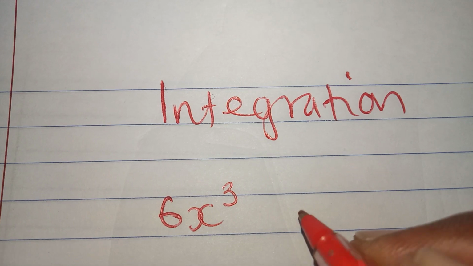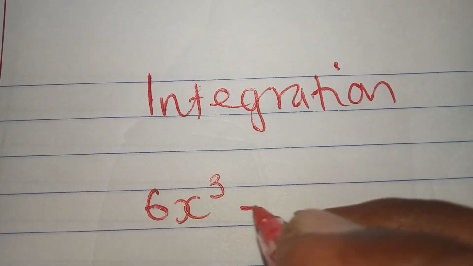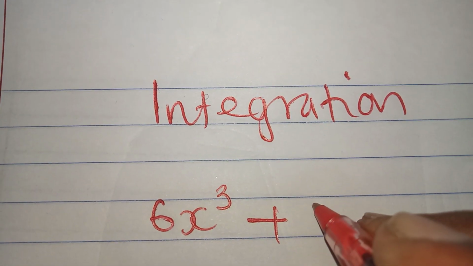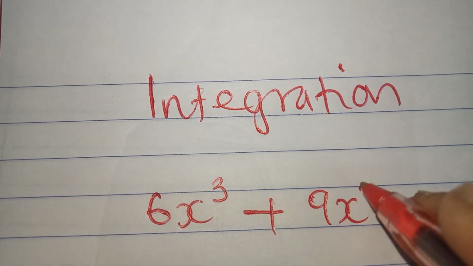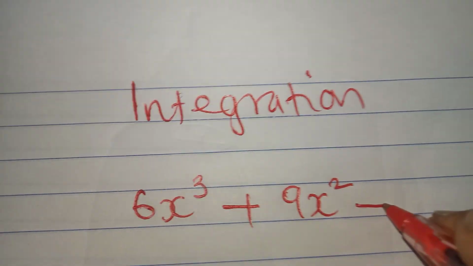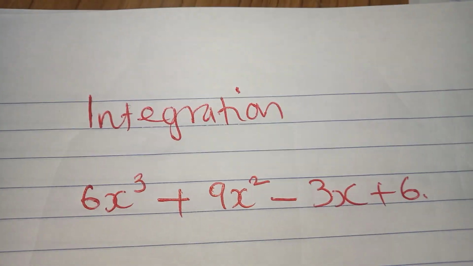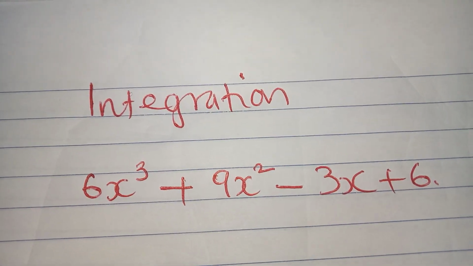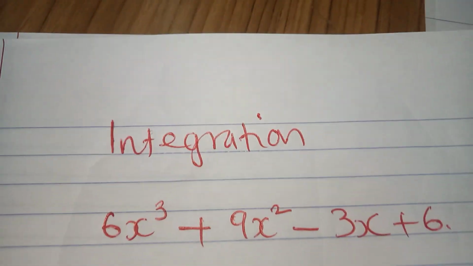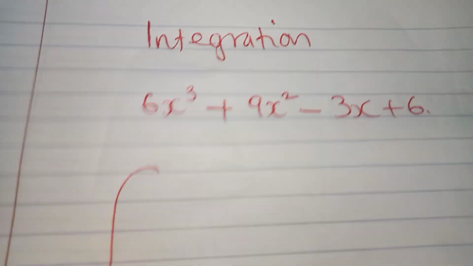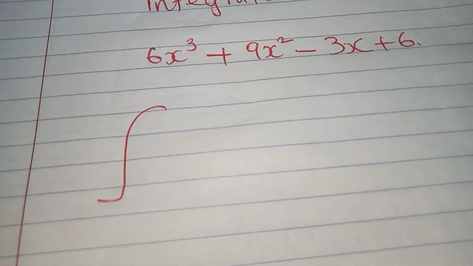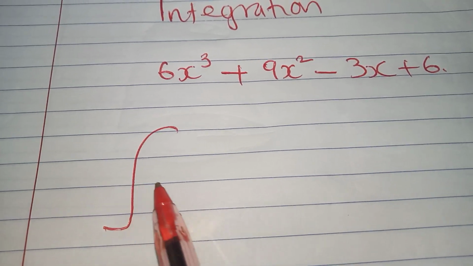6x cubed plus 9x squared less 3x plus 6. So you want to integrate this function. You want to get it integrated. So this is the symbol for integration, and this symbol is the one that gets used to mean that you want to integrate this.